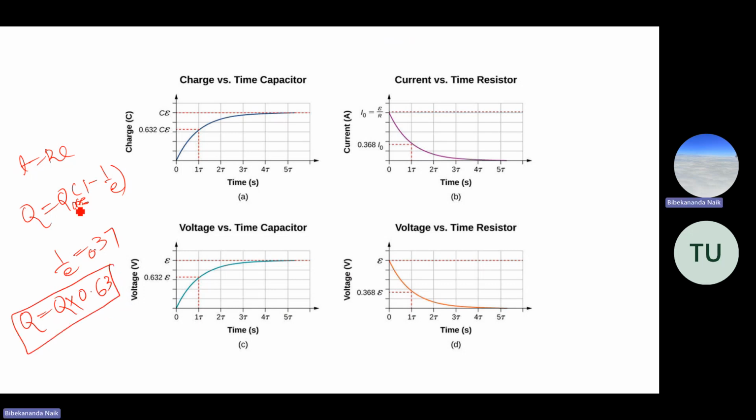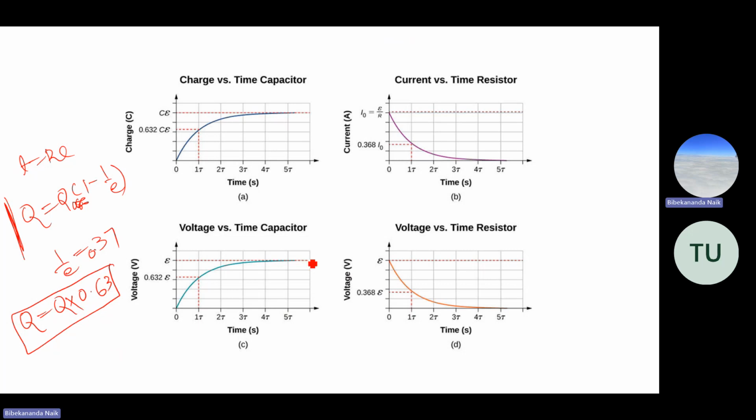So when the capacitor is charging, because I discussed this for the charging case, the charge grows as 1 minus 1 by e. So when the capacitor is charging, the time constant is defined as the time required to charge the capacitor up to 63% of its maximum charging capacity.